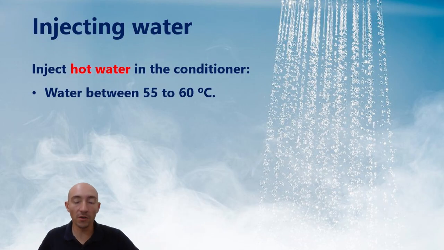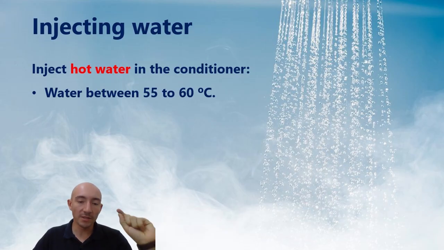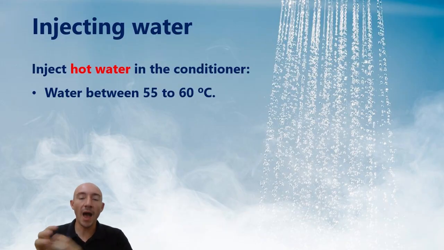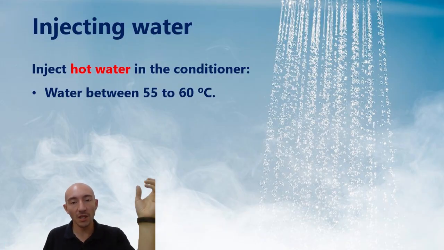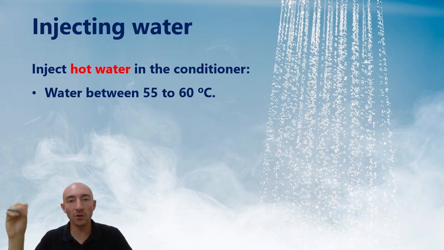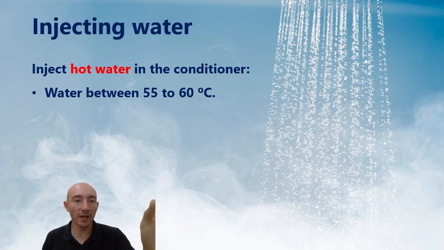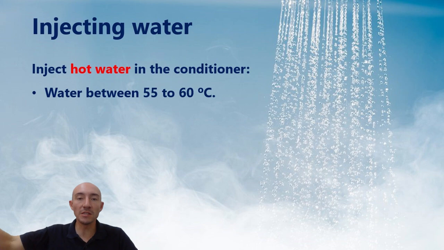In the best case scenario, it's not just water, it's hot water between 55 to 60 degrees. That's optimal. And why is that? Remember that I said that you have starch and you need heat to activate the starch? If you inject water at ambient temperature, you'll waste some time inside your conditioning process just to take the material from ambient temperature to 55, 60 degrees, which is the temperature where we start activating the starch.